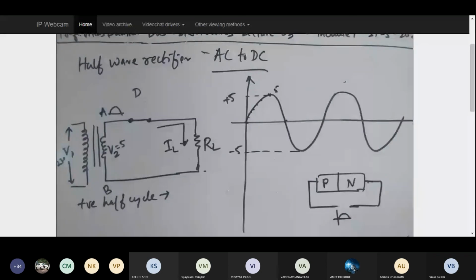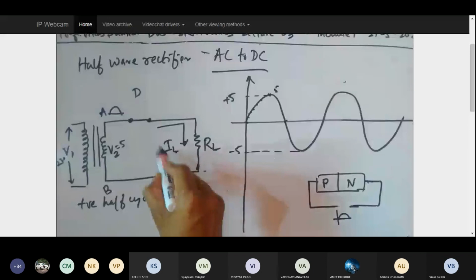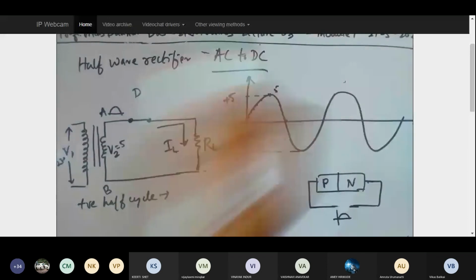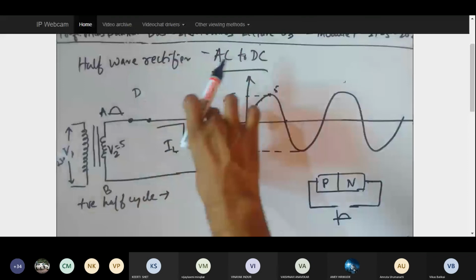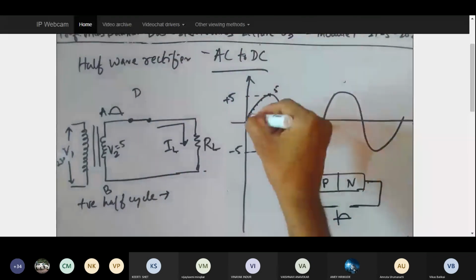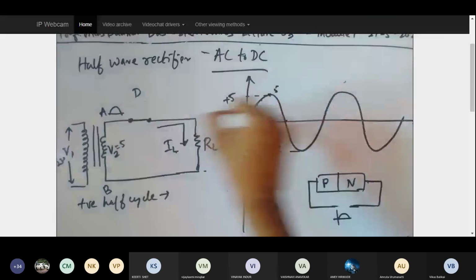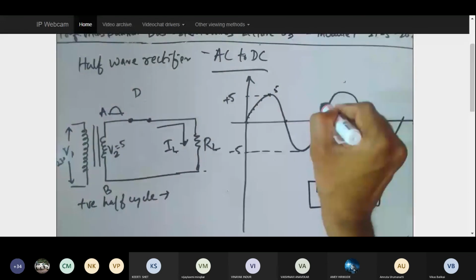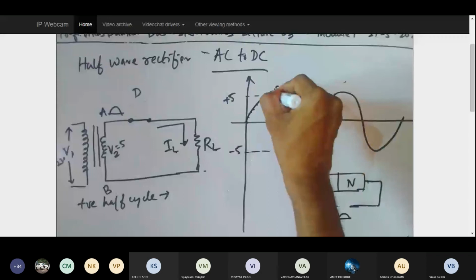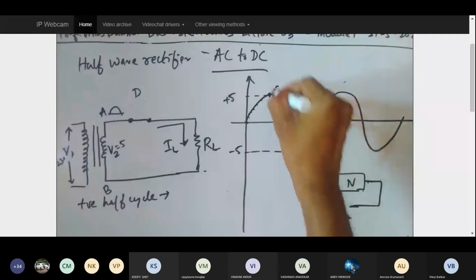This current is going to enter my RL, and this current IL, if it gets multiplied with RL, I into R, what am I going to get? Voltage. So I'm going to get definitely some voltage over here. This voltage will be available only for the duration when the diode is on. As the diode turns on from 0 to the highest voltage, 5 volts, the current rises likewise. When the input dips down from 5 to 0, the current dips likewise.